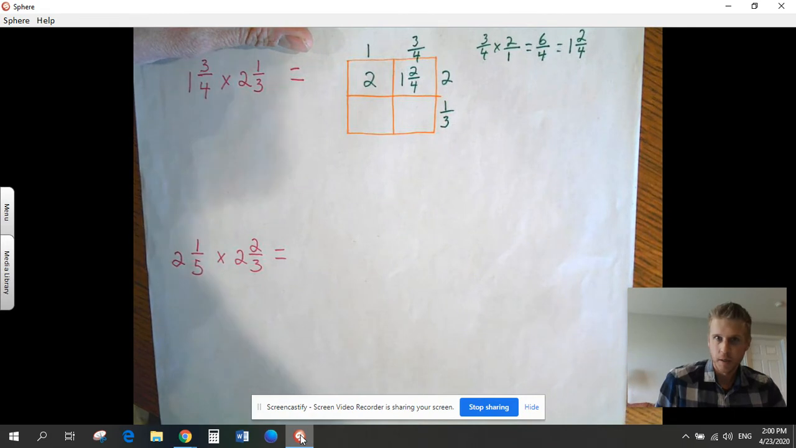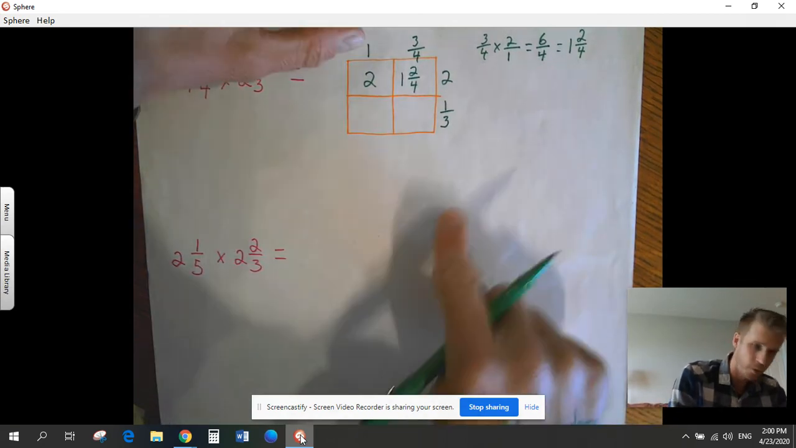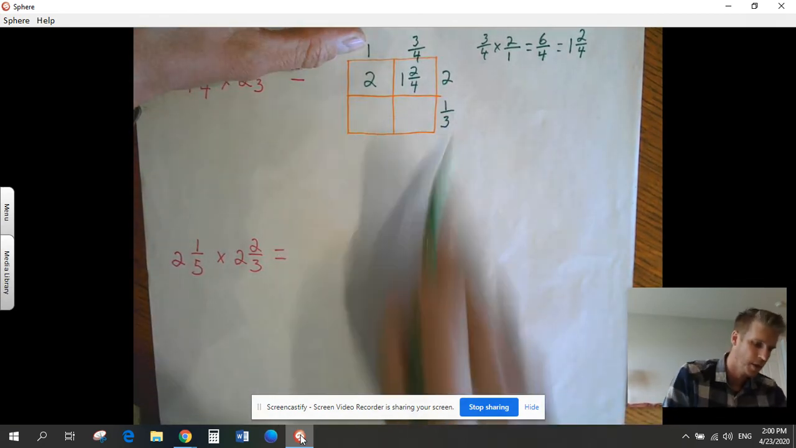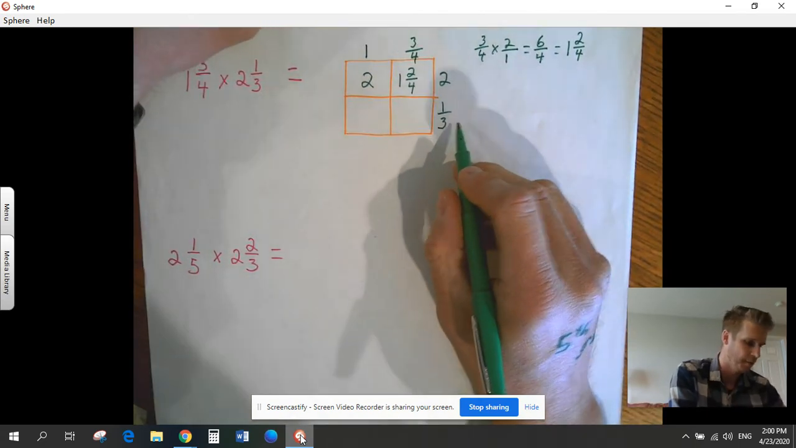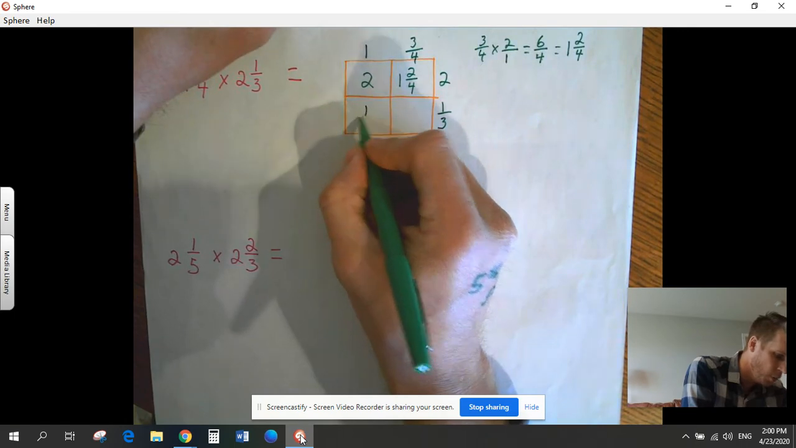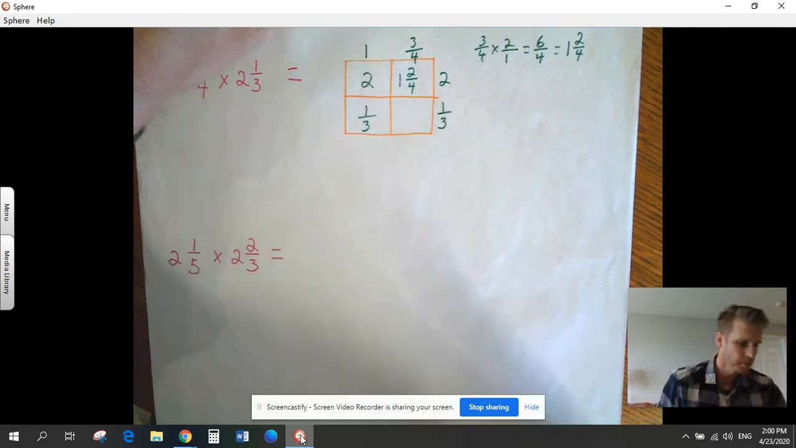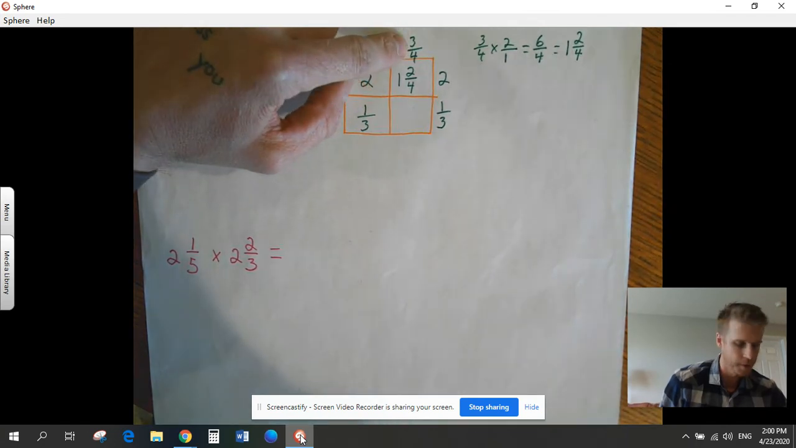All right. Who knows what we're going to do next? Actually, it doesn't matter. Yep, 6, you're right. We are going to do 1 times 1/3. Now, you guys remember, anything times 1 is itself. So I don't even have to do like a side problem. 1 times 1/3 will equal 1/3. Perfect. And then the last one, we have 3/4 times 1/3.